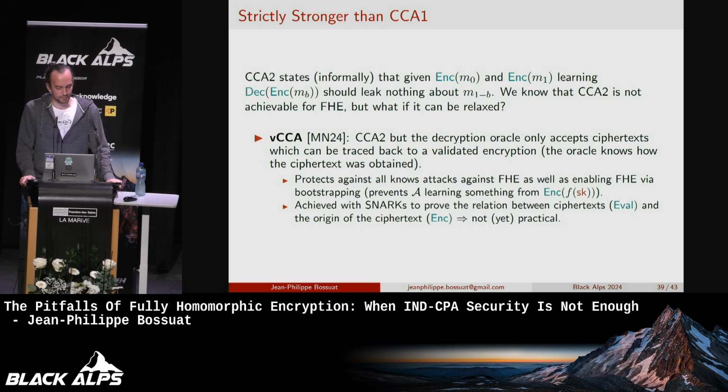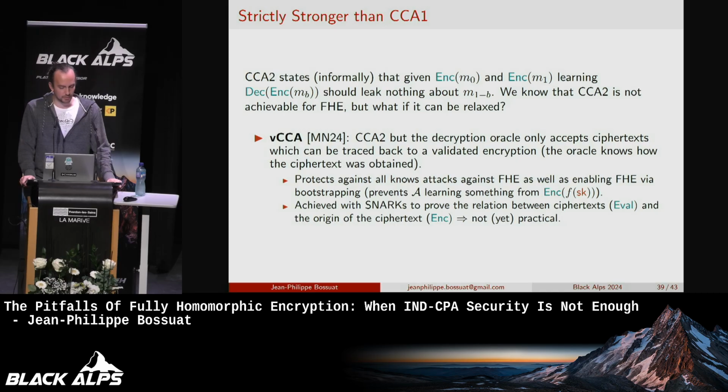There is a very recent work that proposed a new model, which is verifiable CCA. The idea is that it's like CCA2, but the decryption oracle only accepts ciphertexts which can be traced back to validated encryptions. So the oracle knows how the ciphertexts were obtained. The idea is that ciphertexts are encrypted and signed, and every time you do a homomorphic operation, you have some SNARK that proves that the homomorphic operation was obtained from valid ciphertexts.